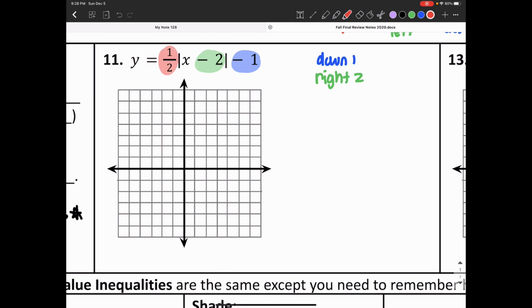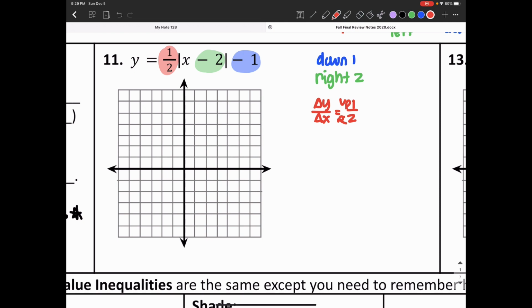And then this 1/2 on the outside tells me that the slope to the right-hand side of my vertex is 1/2. So the change in y over the change in x is 1/2. I'm going up 1 and then right 2.